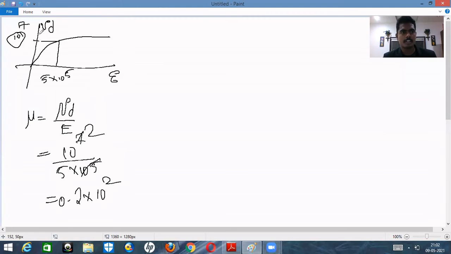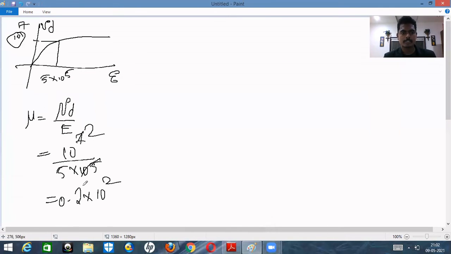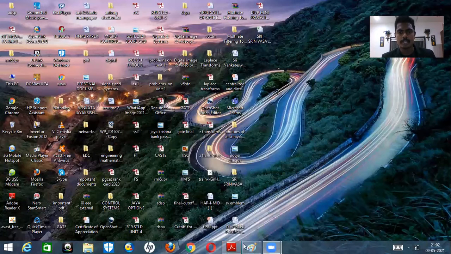So mobility is drift velocity by electric field intensity, 10 power 7 by 5 into 10 power 5. 10 power 7 upon 10 square, and 1 by 5 is 0.2 into 10 square, so it will be 20. Therefore mobility is equal to 20 centimeter square per volt second. So we can easily find this from the graph. Now, next thing.